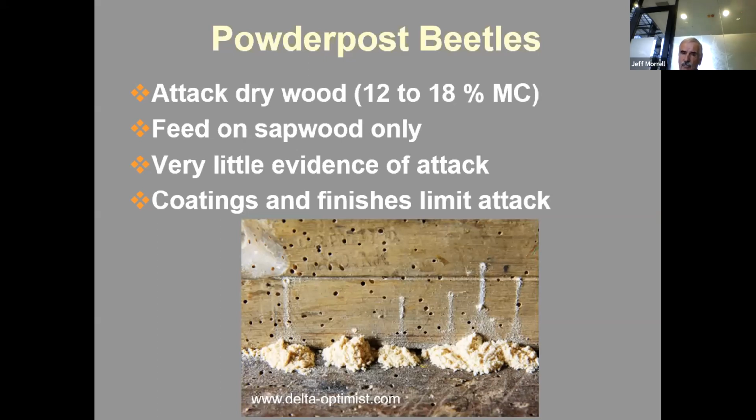Powder post beetles can attack fairly dry wood below the fiber saturation point, so below 20%. They lay their eggs on the surface, they tunnel in. You don't really see any sign of them until they exit the wood. And in this particular case, you can see all that little sawdusty, powdery stuff falling out of the holes. That's a good example of powder post beetles.